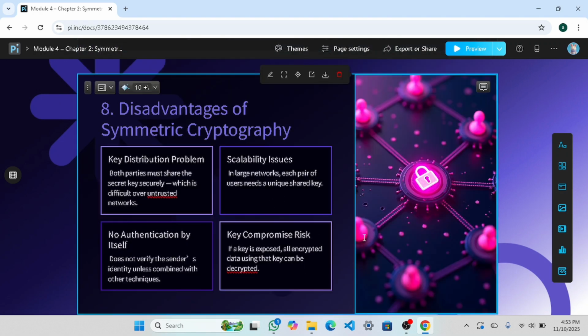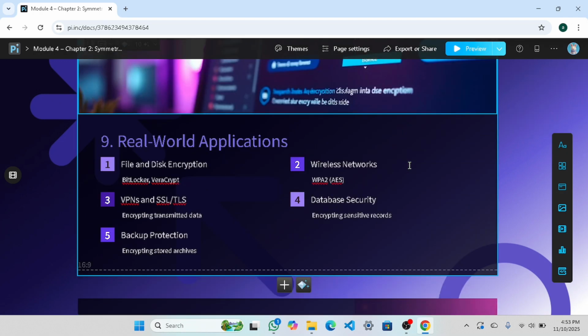Let's see some disadvantages of symmetric cryptography. What are the disadvantages? First one is the key distribution problem. Both parties must share the secret key securely, which is difficult over an untrusted network. Then some scalability issues, no authentication by itself, and key compromise risk. If the key is exposed, all data encrypted using the key can be decrypted. So these are some disadvantages.